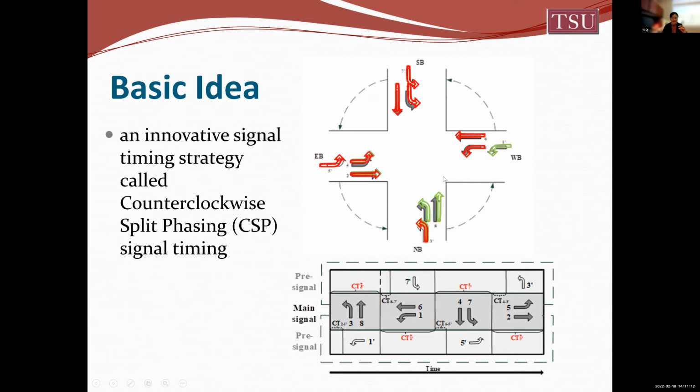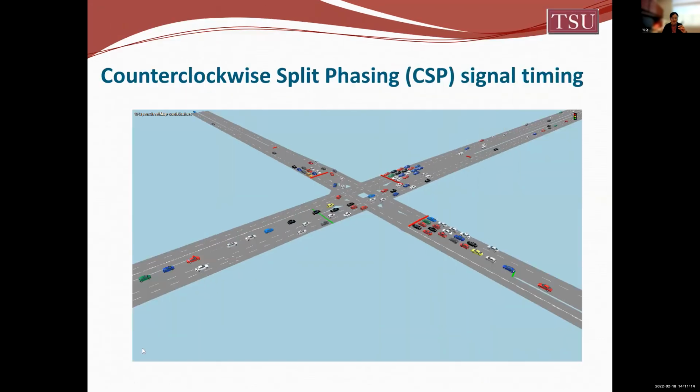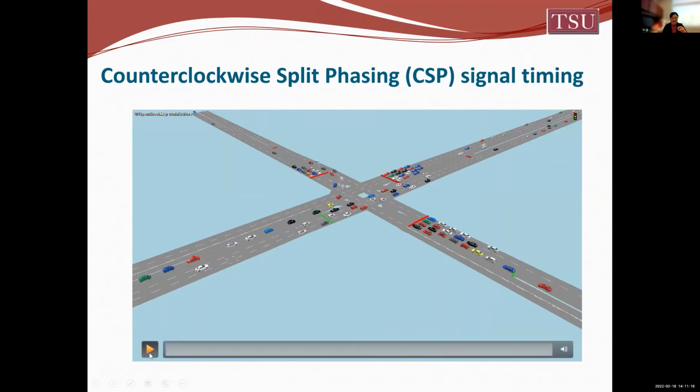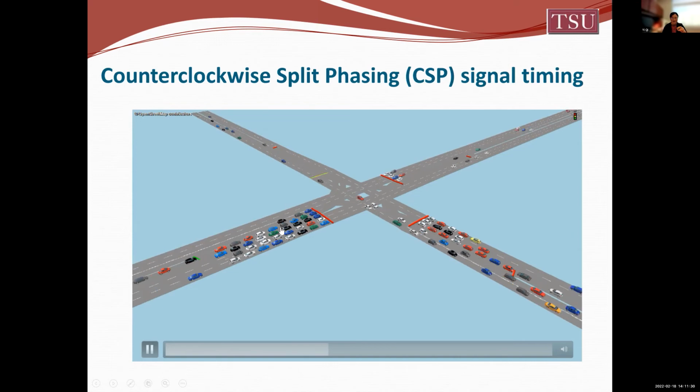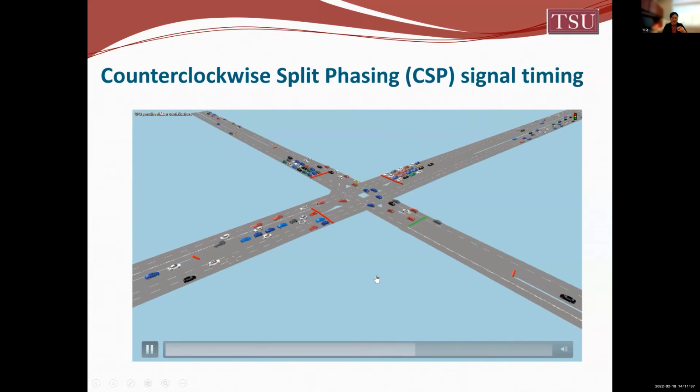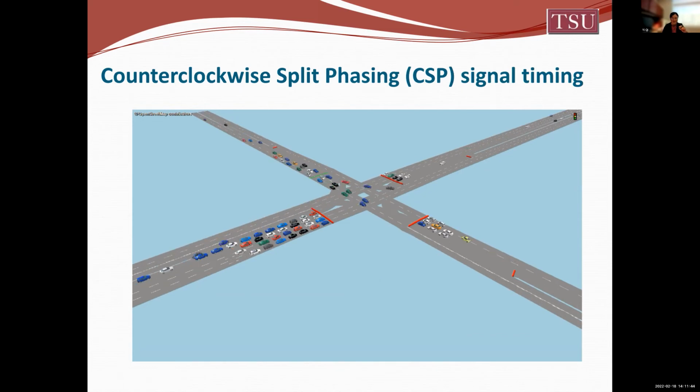Okay, so here is a traffic simulation to show you this design idea. You can see first, this bound moving. After that, this bound. So you can see they are working in turn in this kind of counterclockwise direction. Okay, so this is the traffic simulation for this type of signal timing design.